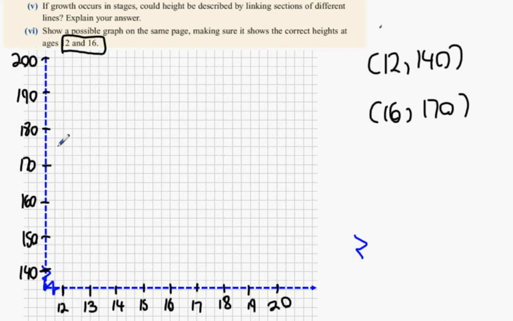If I put a mark here, what height is this? 177.5. We put a mark here, how much is this one worth? 192.5. Okay, let's try this out. So where's 12 and 140? Located there, isn't it? 16 and 170? It's located here. What can we do with our graph then?